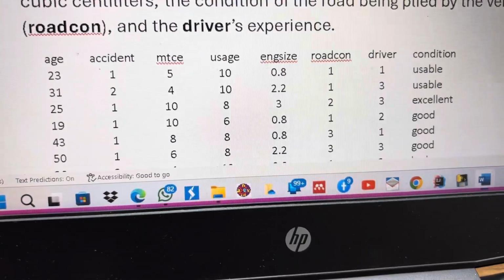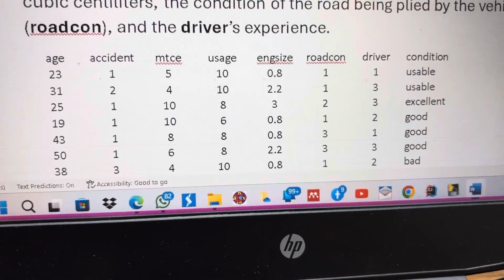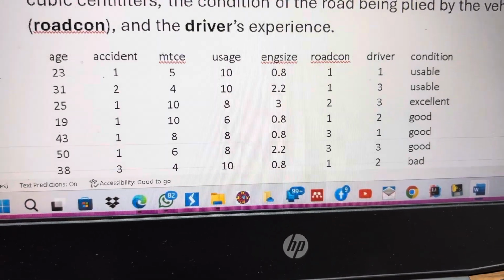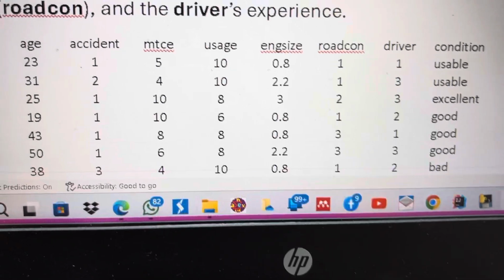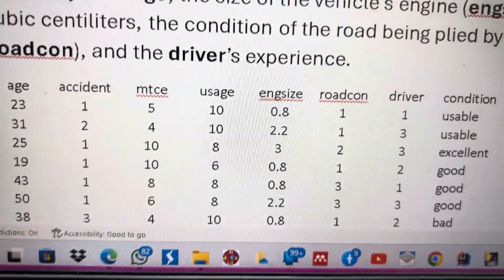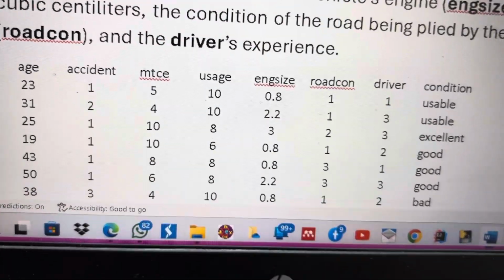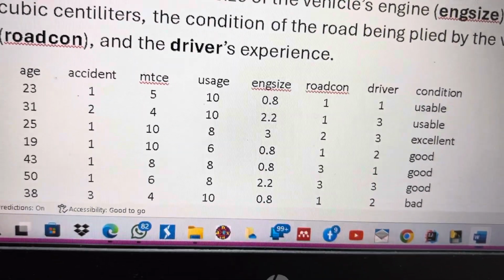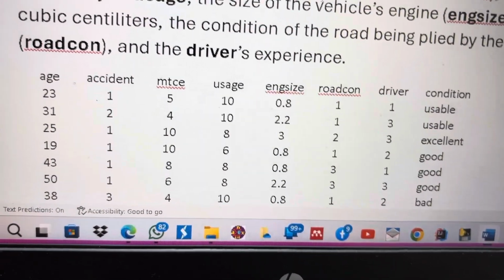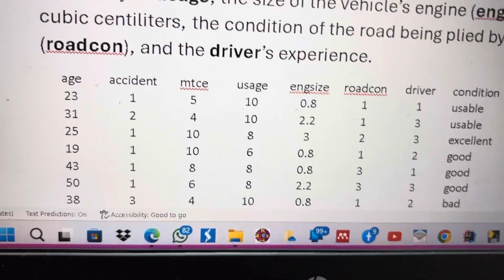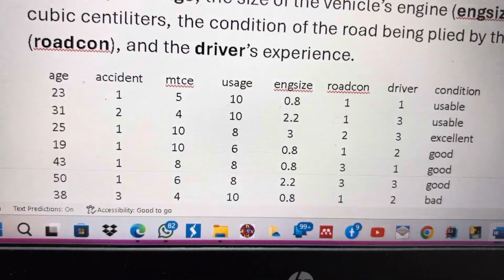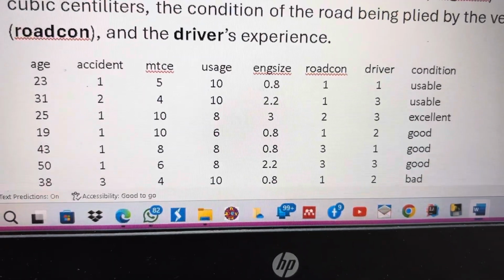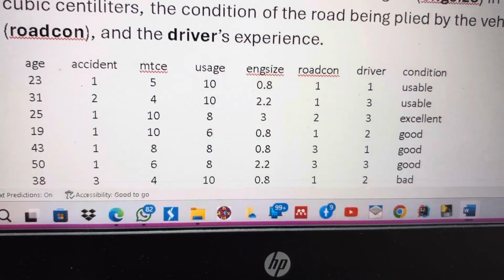Now this is where the data is brought out. You can see it's also in Excel, even though the A, B, C, D column names did not appear here, but it's in Excel also. Age is here, just like age is in the other one. And then accident is here, as one of the predictors.